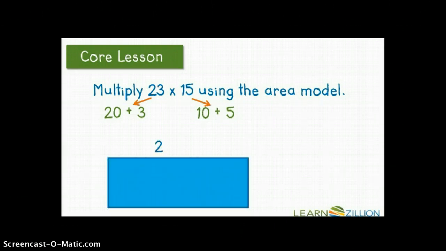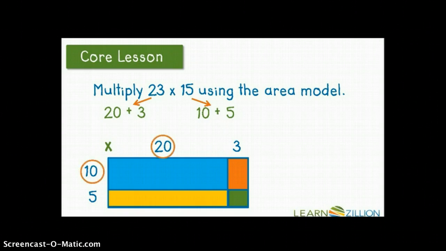We'll now draw a rectangle. Let's write 20 and 3 across the top and draw a line down to separate those two parts. Notice the 20 has a larger section because 20 is larger than 3. Then we'll write 10 and 5 down the other side, and we'll draw a line across. Now it's time to multiply. We'll work on one section at a time.